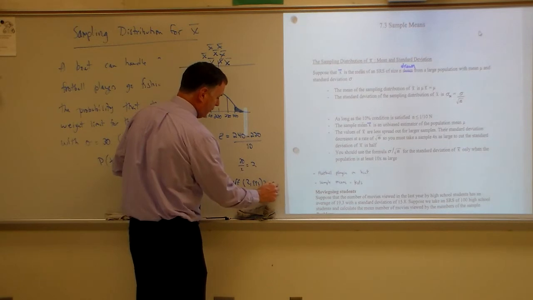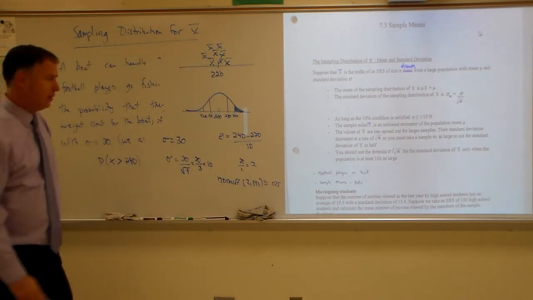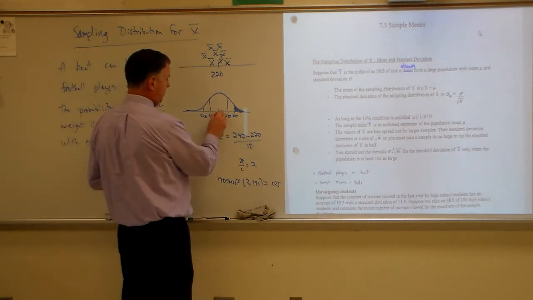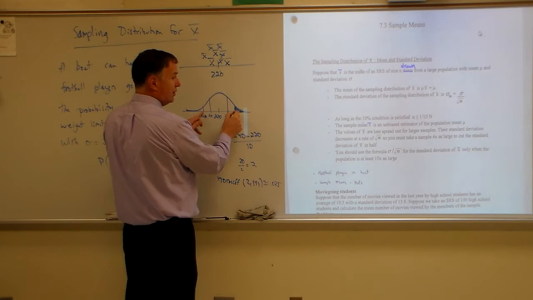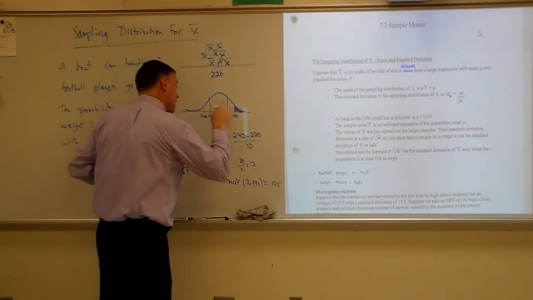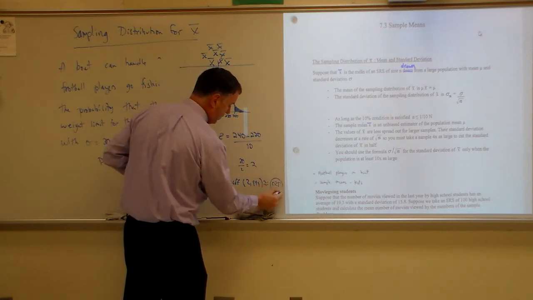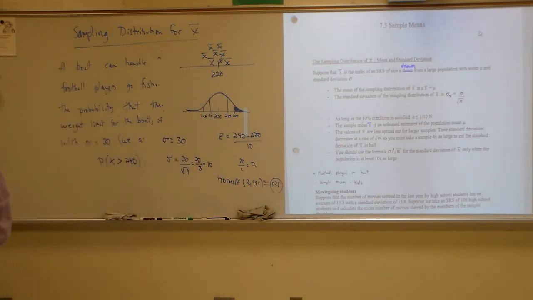Okay, and we should know that from our normal model knowledge. The 68-95 rule, right? So there's 95, which means there's 5% in the two tails. We want just that tail, so it's approximately 0.025. Okay? I hope that makes sense.